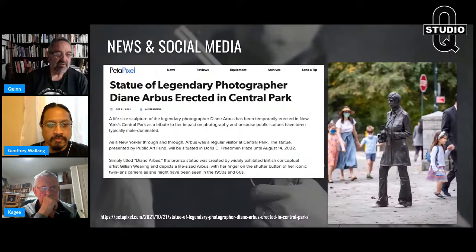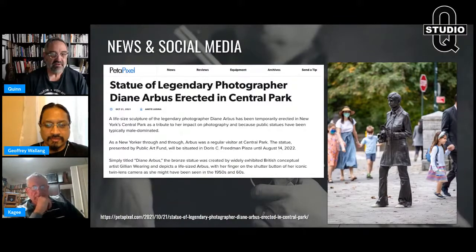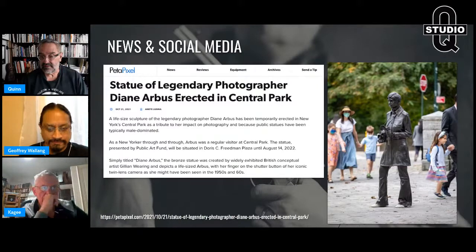As a New Yorker through and through, Arbus was a regular visitor at Central Park. One of my favorite images is a little kid with the two grenades standing there, just emotional, right? She loved her twin lens reflex, TLR camera and her big old pop strobe. You can go over there and look at those images. There's a lot more on there. So that's up there. I appreciate you sharing that, Jeffrey. That's awesome.